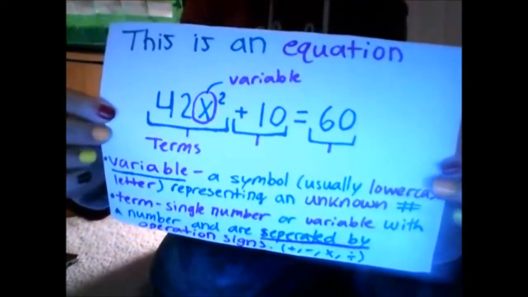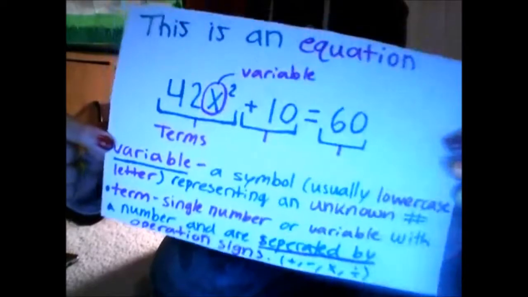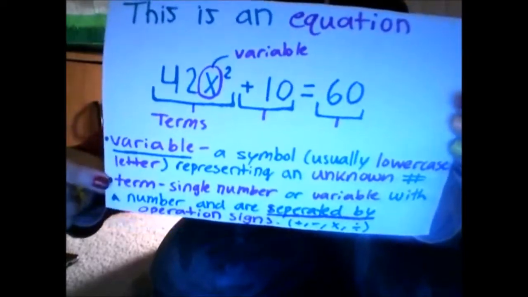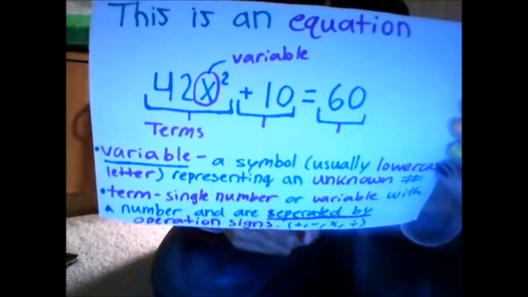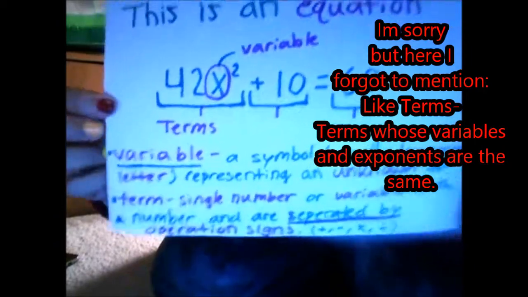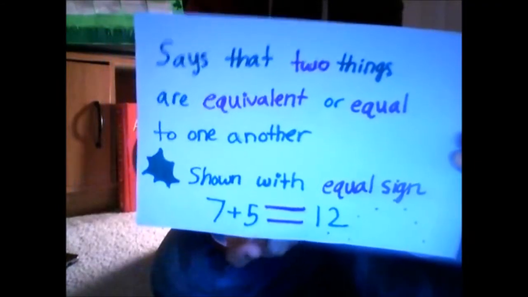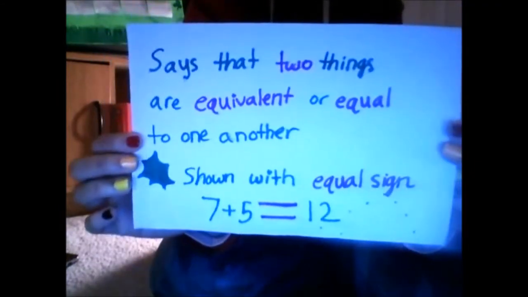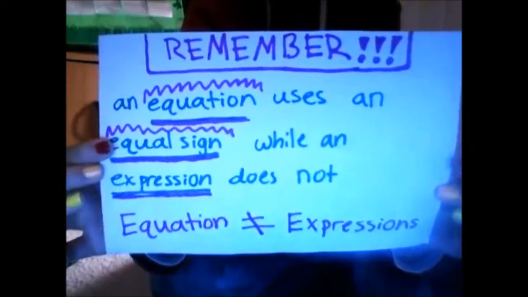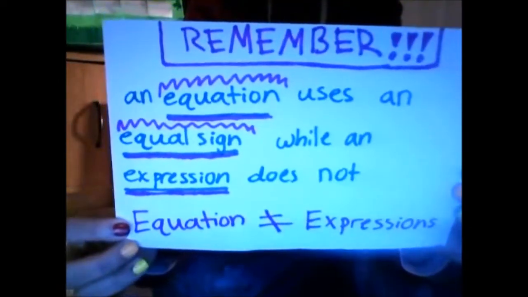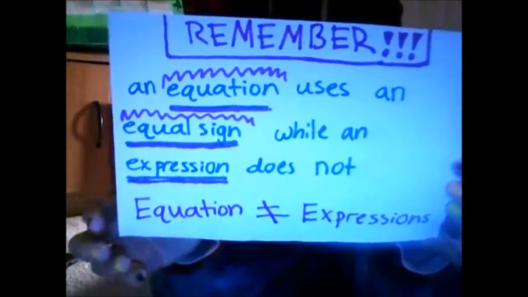An equation is made up of terms. Terms may contain a variable or can be a number by itself separated from other terms using an operation sign. An equation says that two things are equivalent or equal to one another. This is shown with an equal sign. But remember, an equation uses an equal sign, while an expression does not. Equations are not the same thing as expressions.